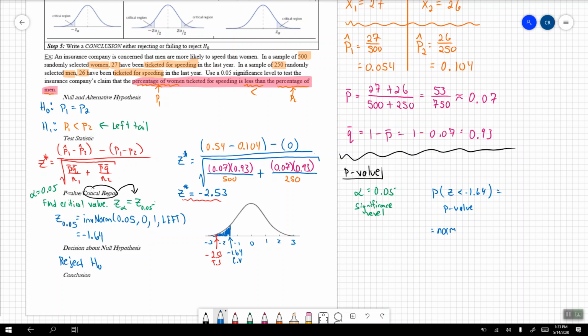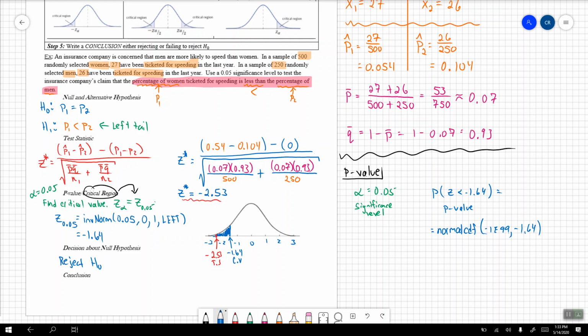This is going to be normal CDF. There we are. Now we need area to the left because this is a left tail test. That's going to be negative 1E99. The area, or the value where it stops, it's negative 1.64. There we are.